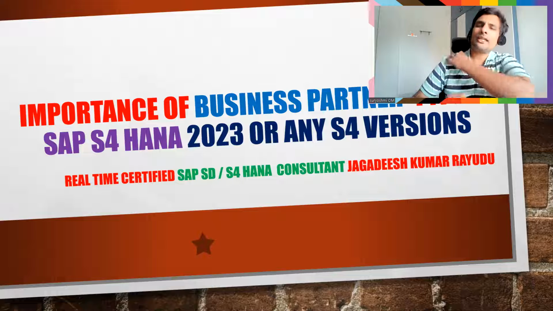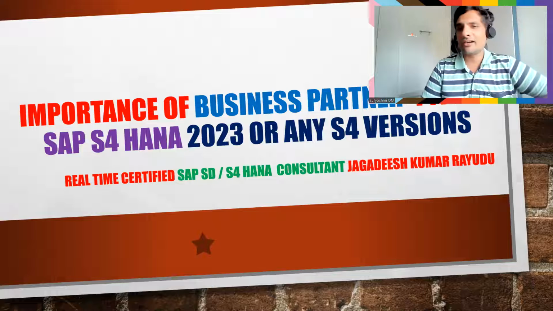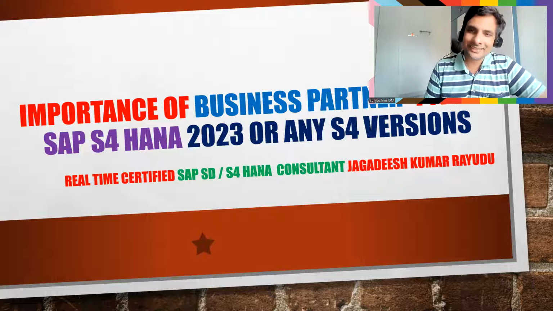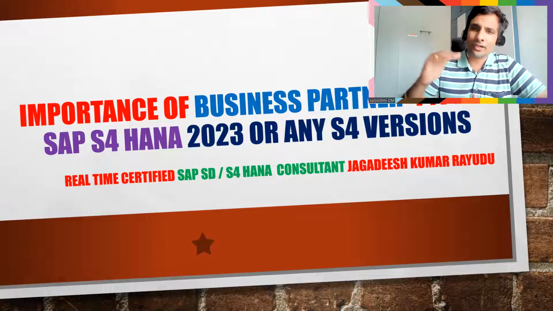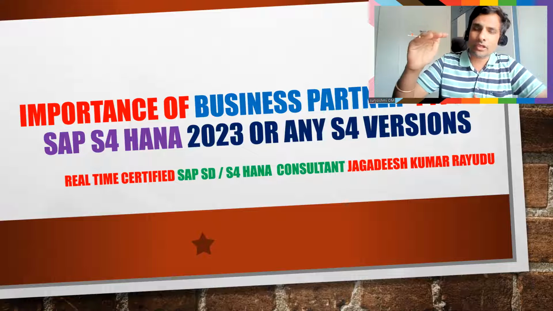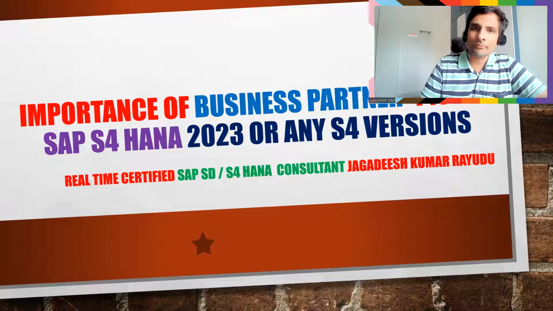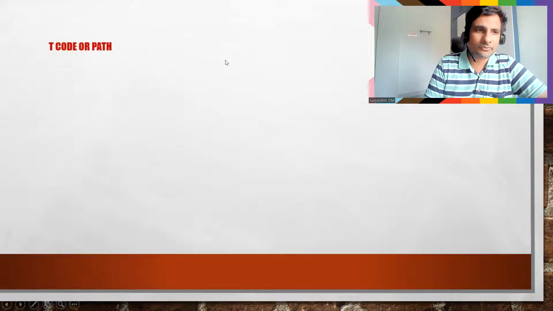Anyhow, you have regular partners in partner determination. On top of account groups, you have business partners. So let's see what exactly it is and try to understand. For the same, we'll use transaction BP.